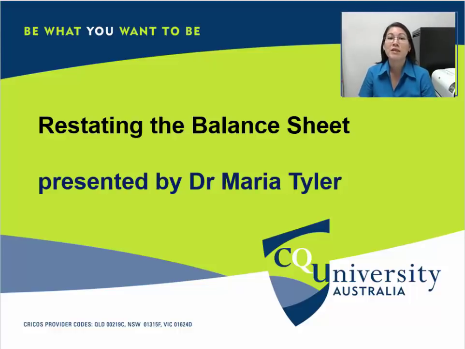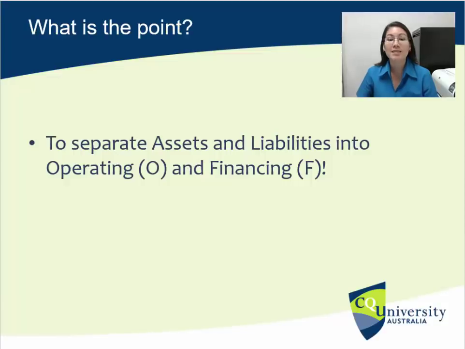Now we're going to look at restating the balance sheet. So again, this is another nice easy statement. We're really just looking through at separating our assets and liabilities into O and F, so our operating and financing. Equity stays the same, just simply link it back to your original financials. So we don't split equity into O and F, we're just splitting the assets and liabilities.